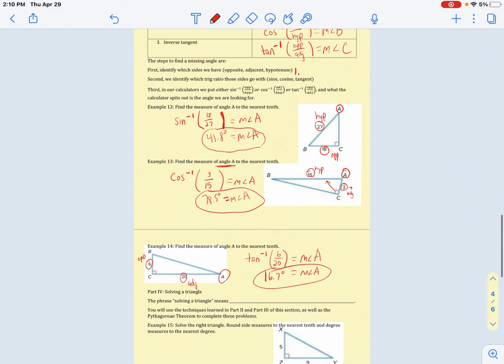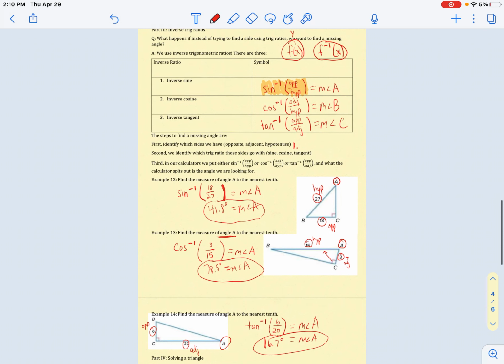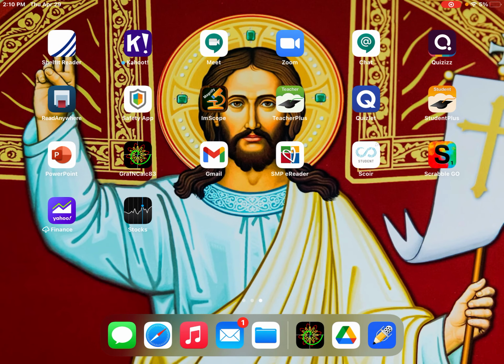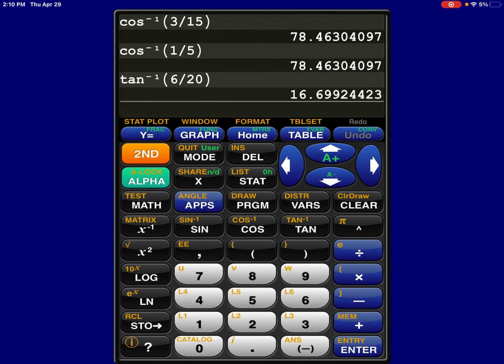All right, well, that's all she wrote for this section, okay? I try to keep it short. So again, what we're trying to do is find the missing angles of a right triangle now instead of finding the sides, okay? So we use inverse trig ratios to find the angles. And we plug those into a calculator by hitting second sine, second cosine, second tangent, right? That'll give you all the different ones that you need, okay?